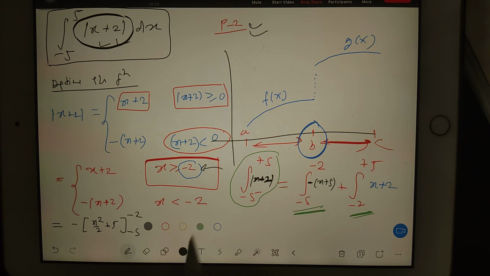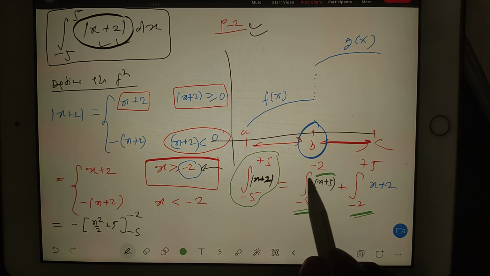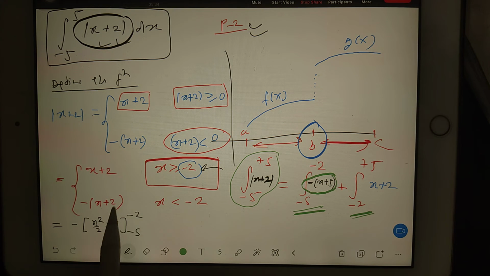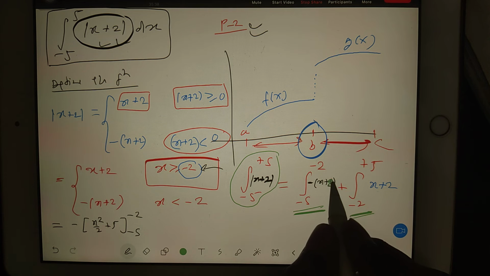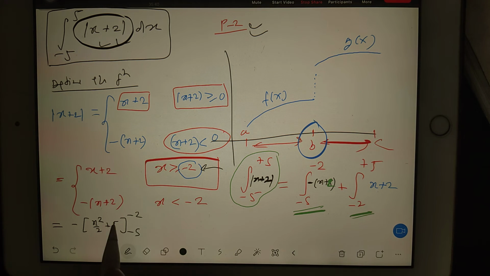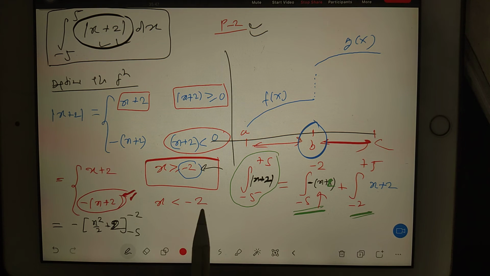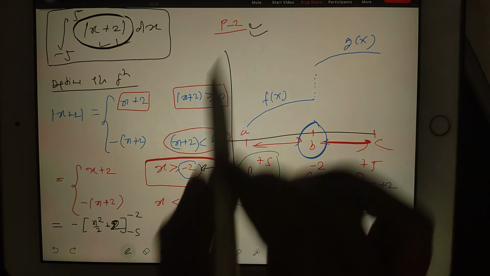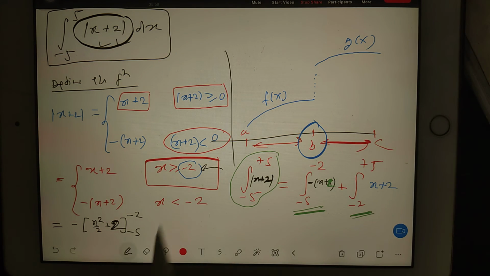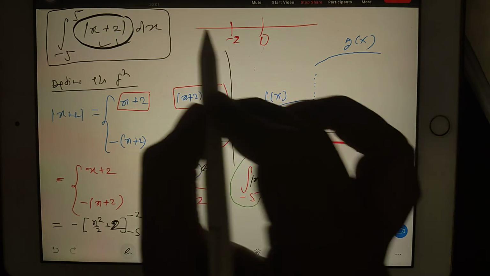Now see, many students may make a mistake. Why am I writing minus x plus 2 here? Sorry, very sorry, it will be plus 2. My mistake, so it will be plus 2. So why am I writing minus (x plus 2) here? Because this function is defined for less than minus 2. So you can see this is less than minus 2, because minus 5 to minus 2 is less than minus 2. If you are not sure, you can check this using the number line. If you see on the number line, this is your 0, this is your minus 2, this is your minus 5.